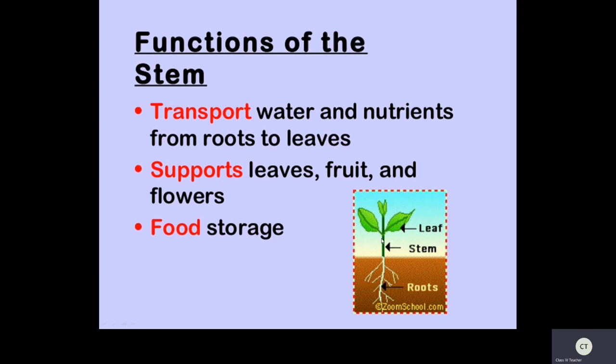Did you understand? Transport of water and nutrition from the roots to the stem and also to all parts of the plants. And it also supports leaves, fruits and flowers. Okay. And third thing, that is food storage. Food will be stored in the stems. Okay.